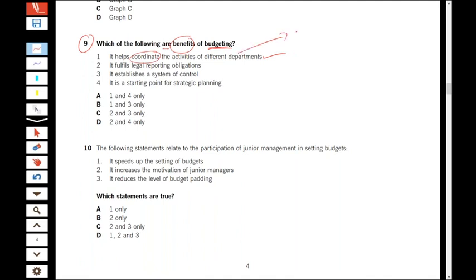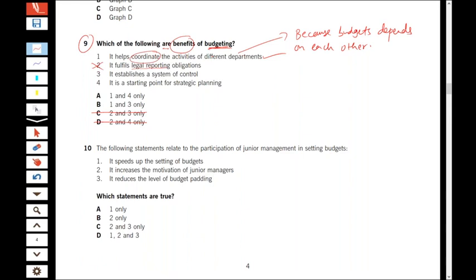Why? Because budgets depend on each other. Number 2, it fulfills a legal reporting obligation. No. And when I eliminate option 2, that means C is eliminated and D is eliminated, because both include 2. It's not a legal obligation to prepare my budget. It's my management part that I may prepare my budget according to my desire, according to my targets. I should not consult the regulatory or legal requirements to prepare the budget.